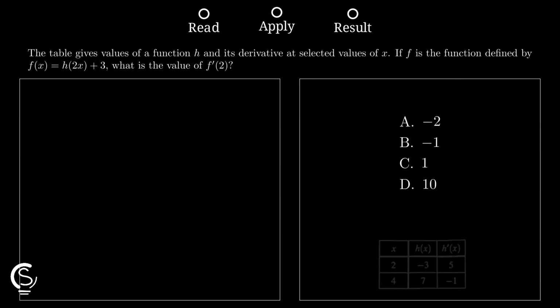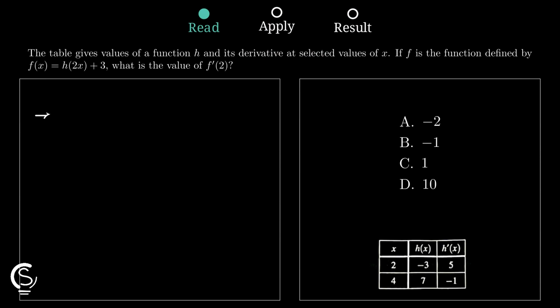Differentiate f of x equals h of 2x plus 3. The plus 3 disappears, and h of 2x uses the chain rule, giving f prime of x equals 2h prime of 2x. Now plug in x equals 2, so f prime of 2 becomes 2 times h prime of 4. Nice and clean because the inside expression 2x turns into 4.